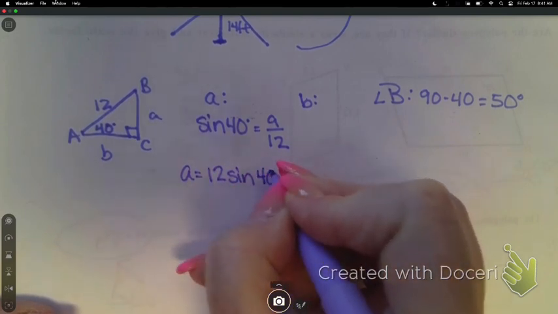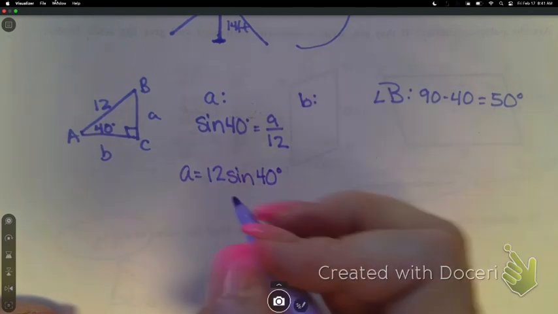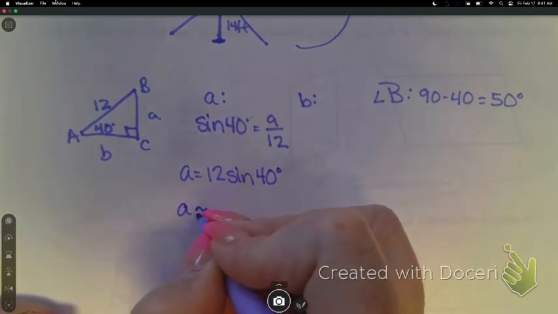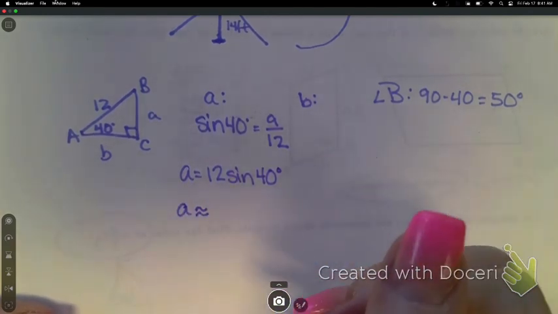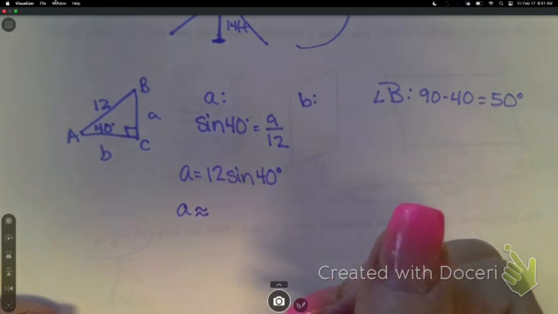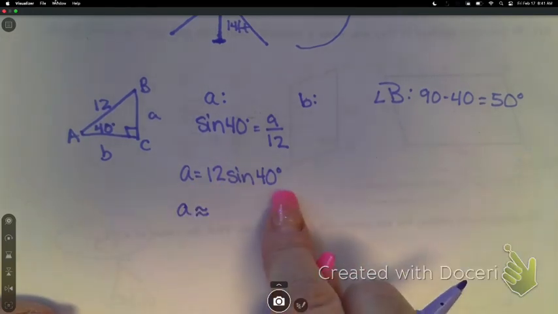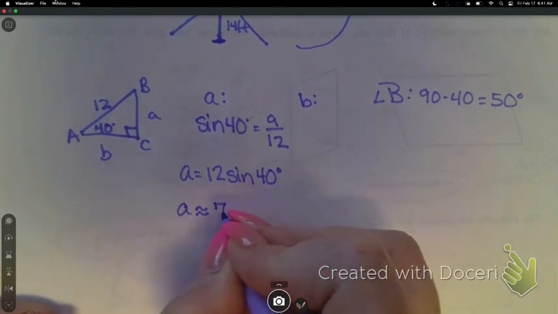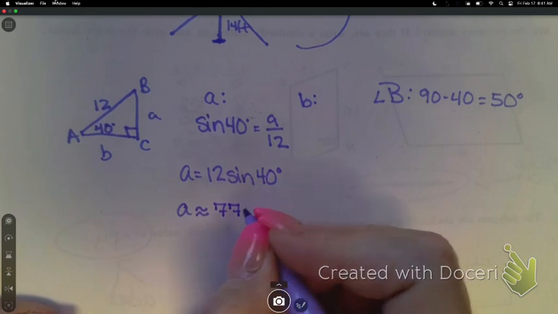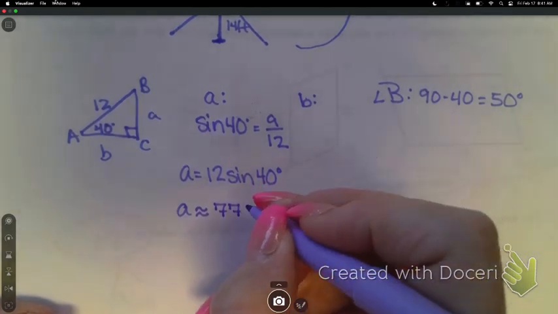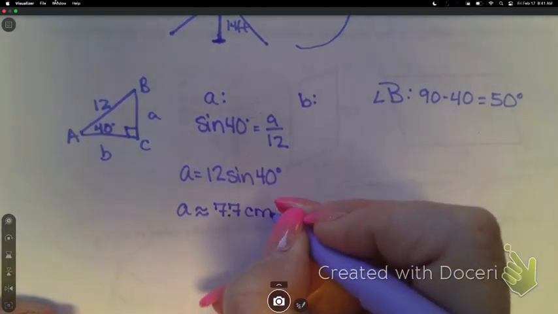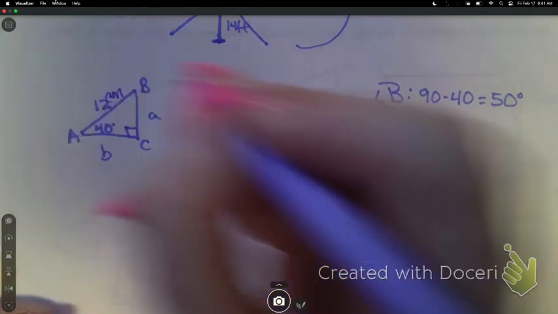So if I don't give you a calculator, that's what you got, right? When I do give you a calculator, you put it all in at one time, not in pieces, ever. Approximately 7.7 centimeters. Guess there was a label on the 12.